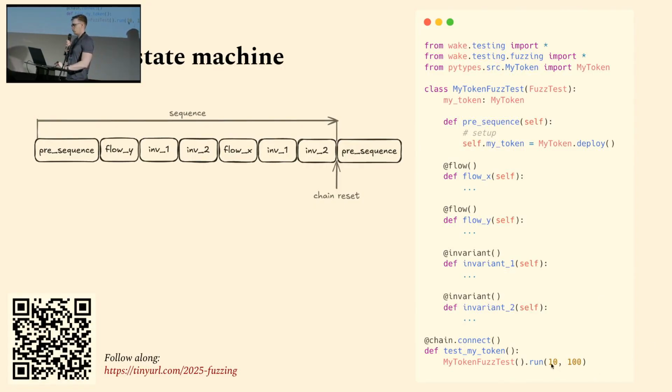And then the first argument is how many sequences we want to execute until the test finishes and it exits because we've run all of those sequences. So this is the basic state machine that's automatically integrated into Wake, and it's all implemented in this fast test class. We can use this one to define executable steps as flows, pre-sequence as the function where we deploy all the contracts, and finally invariants, to make some assertions about our code and check them automatically after each flow.